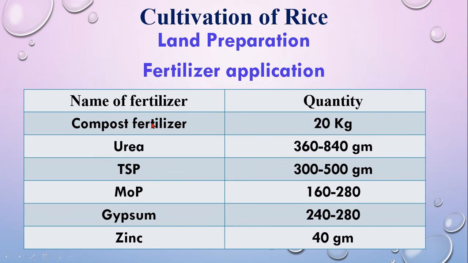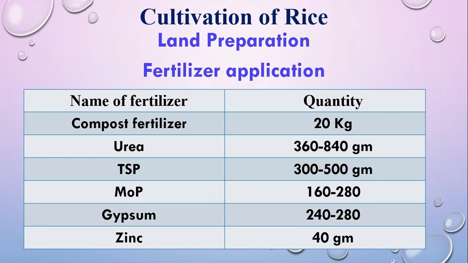Here you see the doses of the fertilizer application and the quantity, and definitely remember that this quantity is for 1 decimal land. Compost fertilizer, you need 20 kg per decimal land. Urea 360 to 840 gram per decimal. Then TSP, triple super phosphate, needs 300 to 500 gram per decimal. Muriate of potash needs 160 to 280 gram per decimal, gypsum 240 to 280 gram per decimal, and zinc 40 gram per decimal.